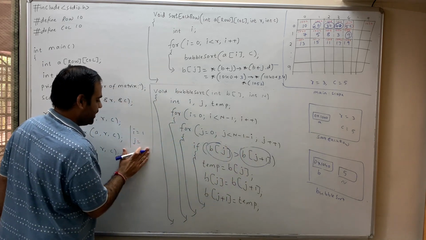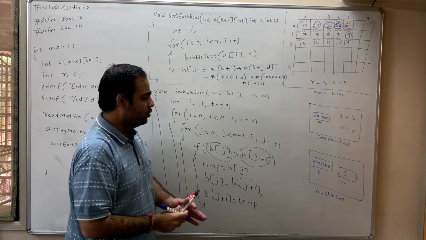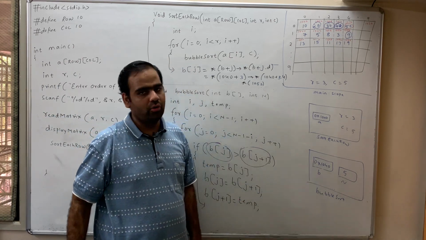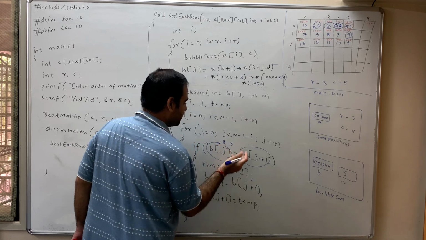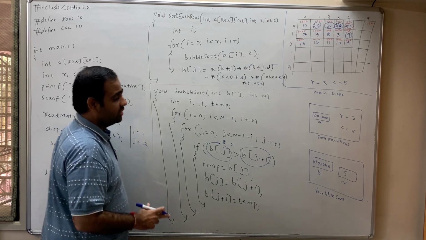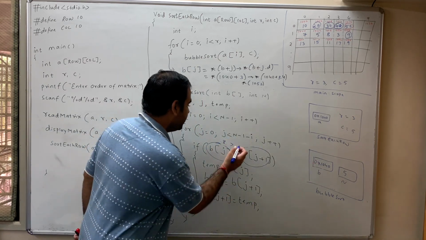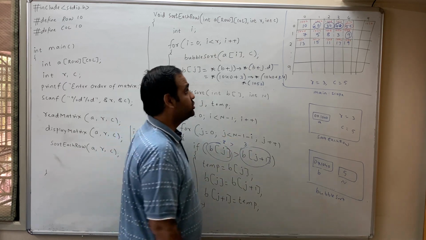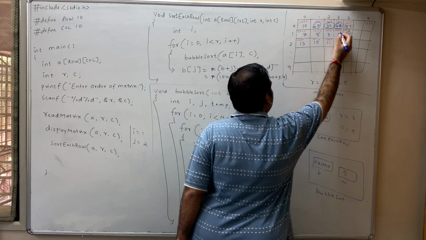Next, again you say j plus plus, j becomes 2. 2 less than the number of pairs 3, yes. What is b of 2? 1040 plus 2 into 4 is 1048, and what is at 1048? It is 8. Is it greater than b of j plus 1? 2 plus 1 is 3, b of 3 is nothing but 1040 plus 3 into 4 is 1052, it is 3. 8 greater than 3 is true, therefore 3 comes here and 8 goes over here.